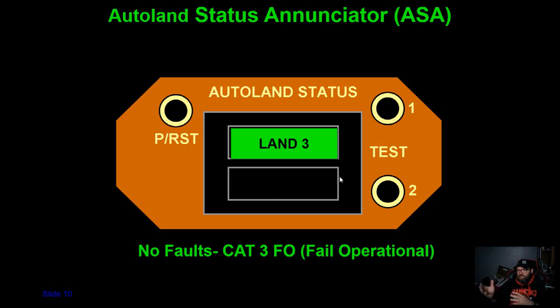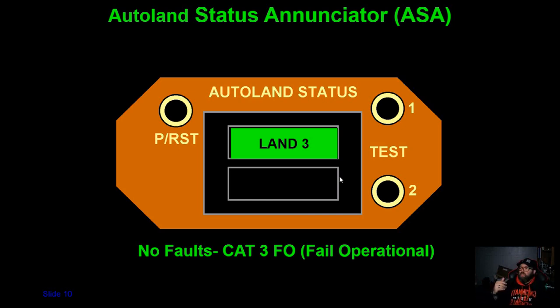So at 1,500 feet, this kicks on, and if it says Land 3, that means you are in a Cat 3 FO capable aircraft, meaning I can go to the lowest possible limit that I've been approved for a Category 3 landing. That means that the aircraft is fully functional. And I'll explain what I mean when there's a couple slides here, and then I'll get to what I mean by fully functional.